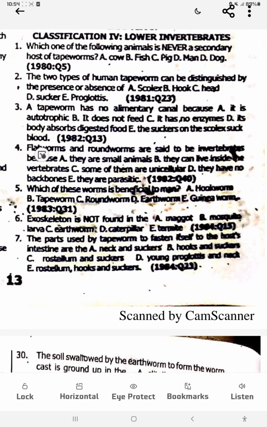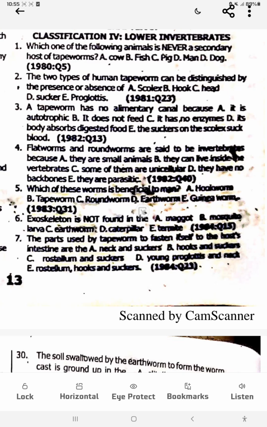This question will be repeated countless times in different ways. That's why I had to take time to give you the notes. Number 5. Which of these worms is beneficial to man? Earthworm is the beneficial one to man. Option D. You will say, how is earthworm beneficial to man? Write down.